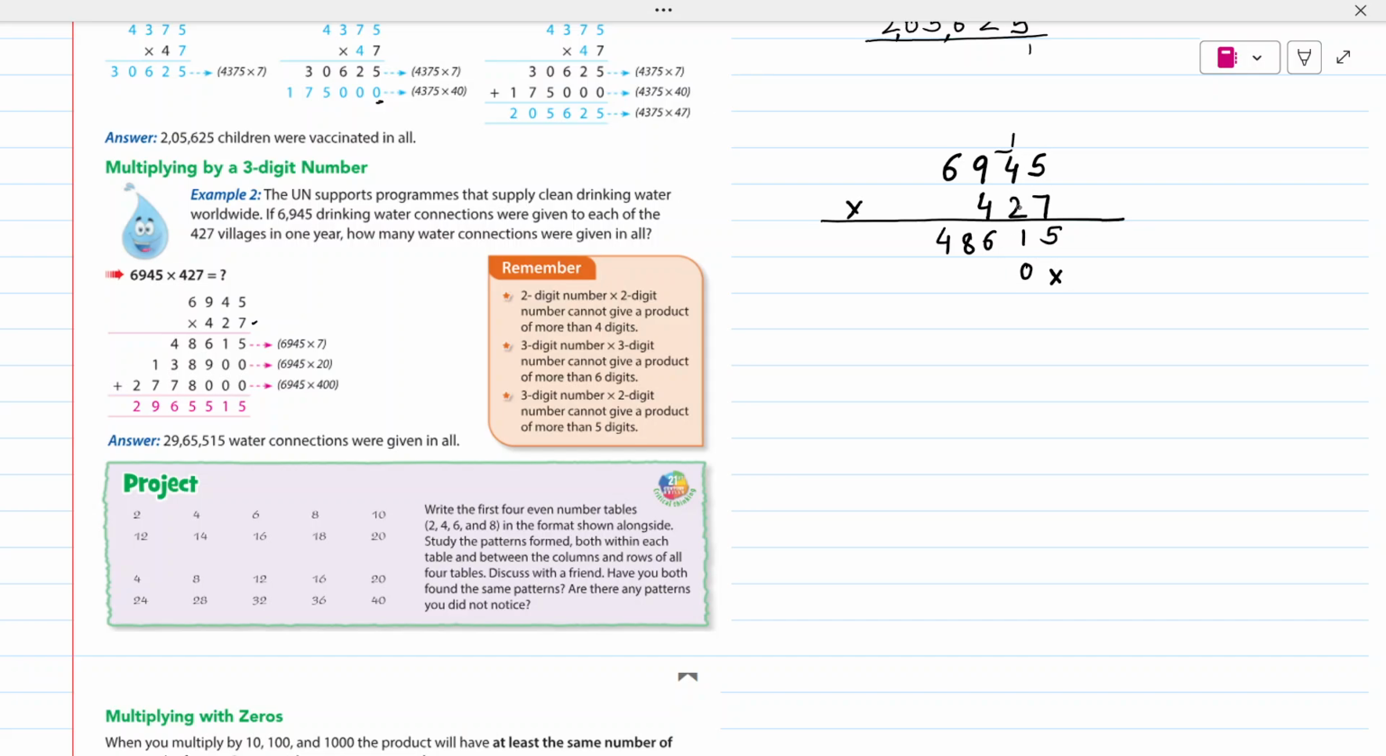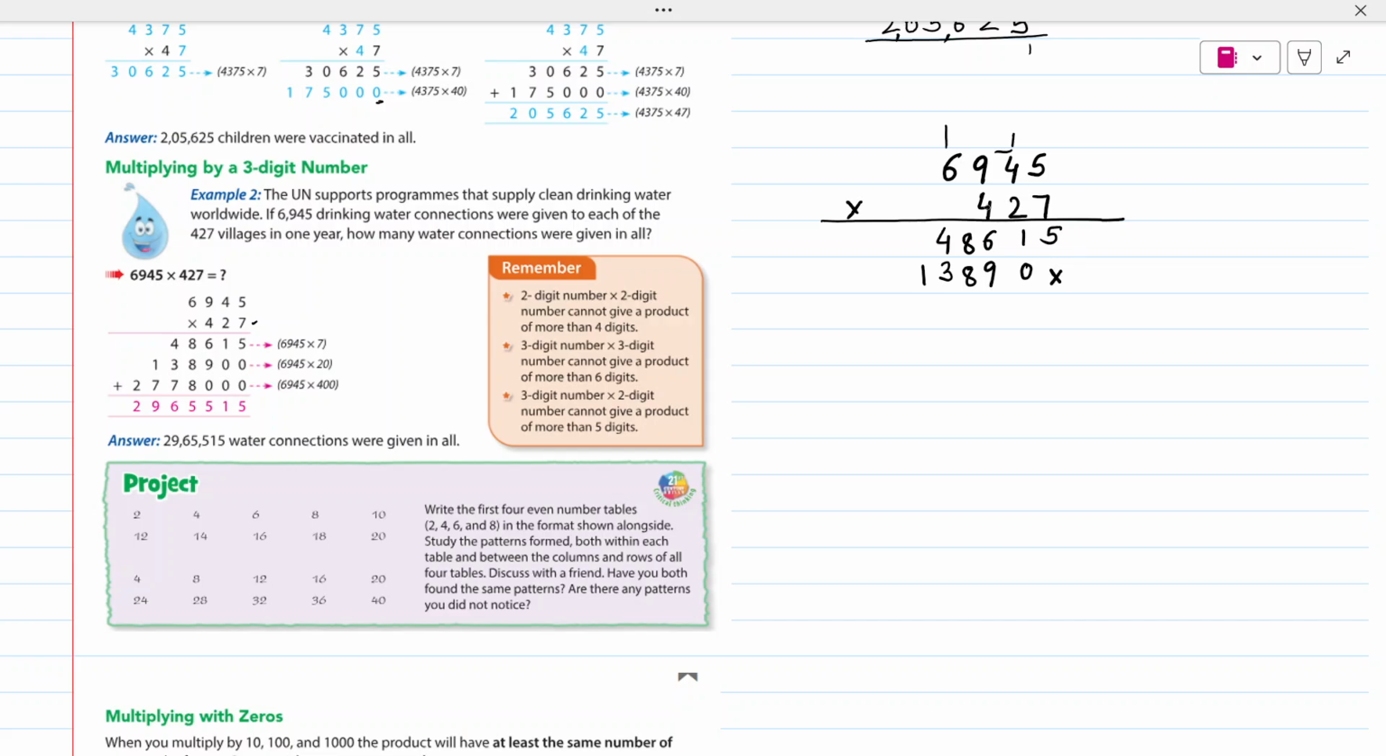2 into 4, 8 and 1, 9. 2 into 9 is 18. So 8 here and 1 here. 2 into 6 is 12 plus 1, 13. Very carefully, you have to write these numbers below the upper numbers.